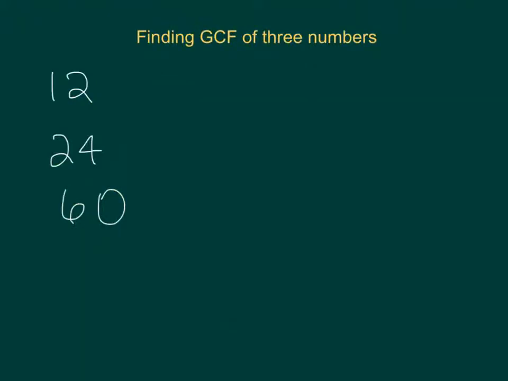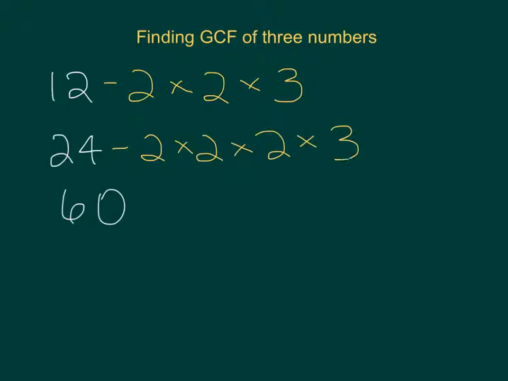We can also find the greatest common factor of 3 numbers. The easiest way to do it with 3 numbers is to find the prime factorization of each number and then solve it that way. So for 12, we have 2 times 2 times 3. For 24, it is 2 times 2 times 2 times 3. And for 60, we have 2 times 2 times 3 times 5.